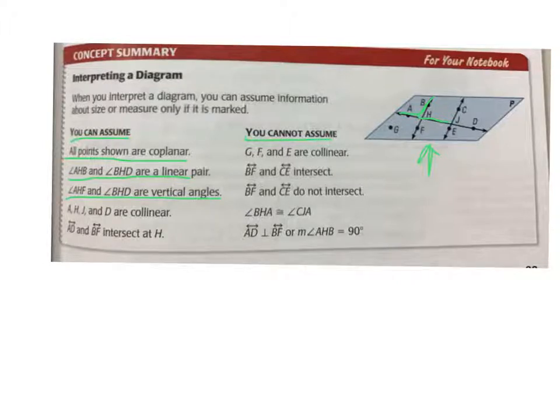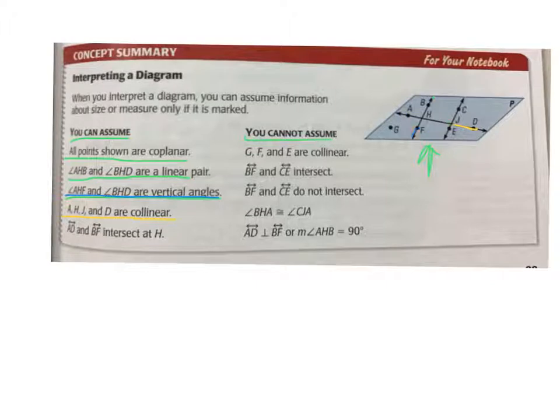Then we have, let me use a different color, AHF, so that's this one going this way, and BHD. What do those form? Vertical angles. They form that X. See it? And then we can assume that A, H, G, and D are collinear. They're all on the same line, this one going across here. And then we can assume that AD and BF intersect at H. That's right here.